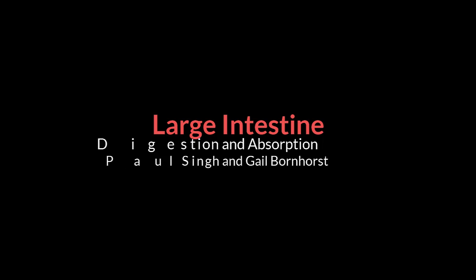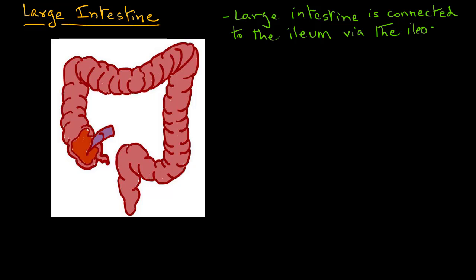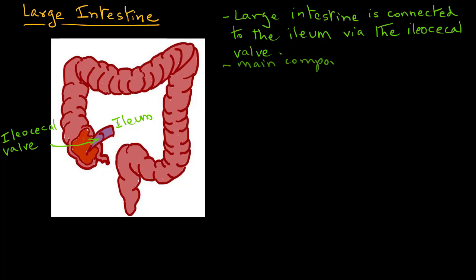In this video, we will look at the last part of the GI tract, mainly the large intestine. The large intestine is connected to the ileum of the small intestine via the ileocecal valve, as shown here. Let's look at some of the main parts of the large intestine. The ileocecal valve is just before the cecum.